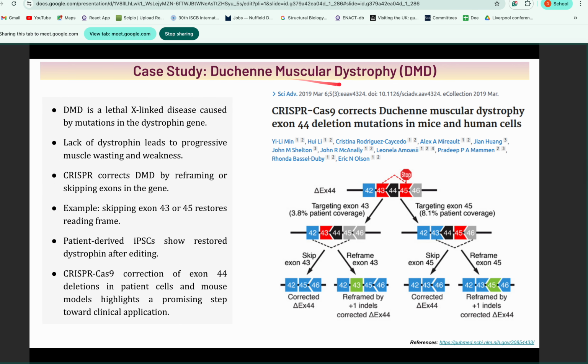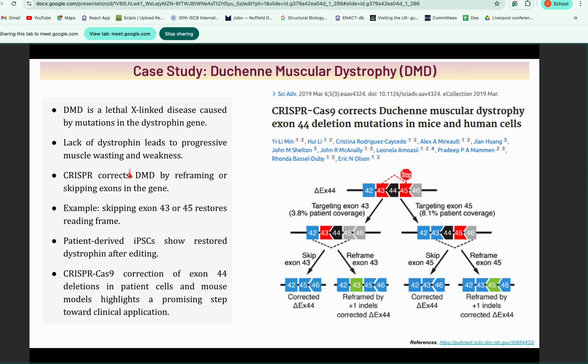Now there is another study, on Duchenne muscular dystrophy. This is a paper in which they mention how Duchenne muscular dystrophy can be treated with the help of CRISPR-Cas9 by specifically deleting the exon 44 mutations in mice and human cells. Duchenne muscular dystrophy is a lethal X-linked disease caused by mutations in the dystrophin gene. So this is the gene. Lack of dystrophin leads to progressive muscle wasting and weakness. If this protein is not properly formed, it will lead to weakening of the muscles, and ultimately to Duchenne muscular dystrophy.